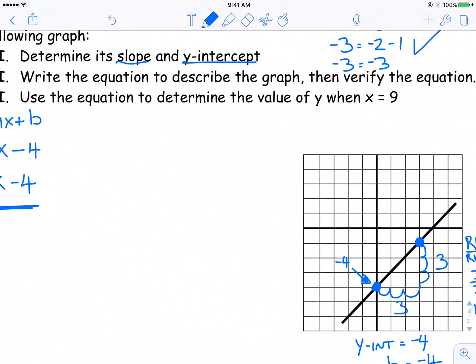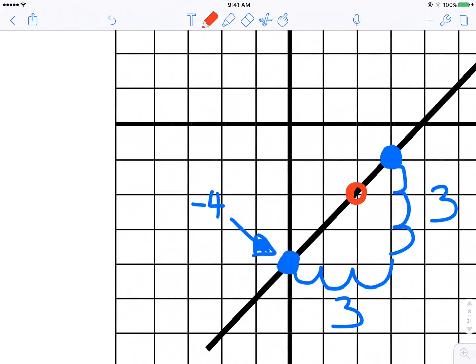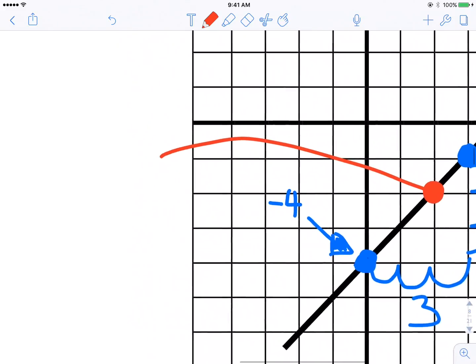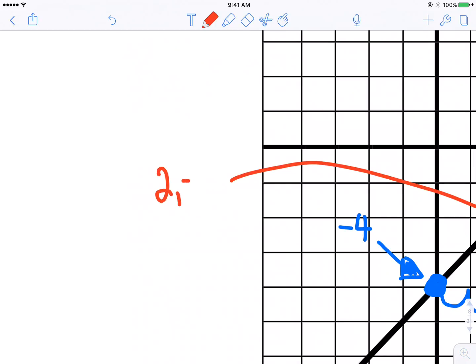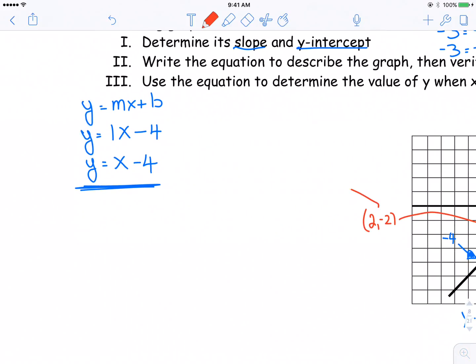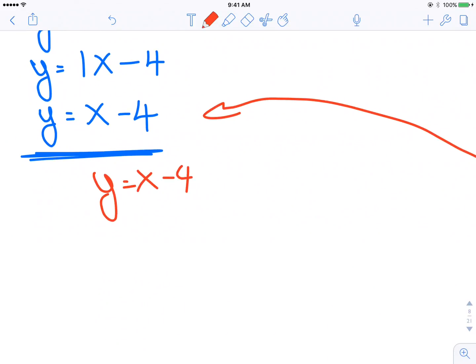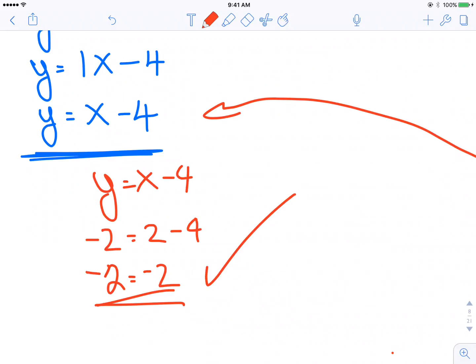Verify it. Choose a point. I'm going to say, well, let's choose this point right here. This point has coordinates 2, -2. And I'm going to take those coordinates and put them into this equation. Y is equal to x minus 4. 2 and -2, so this is -2 is equal to 2 minus 4. 2 minus 4 is -2. -2 is equal to -2, so this is verified. Done.